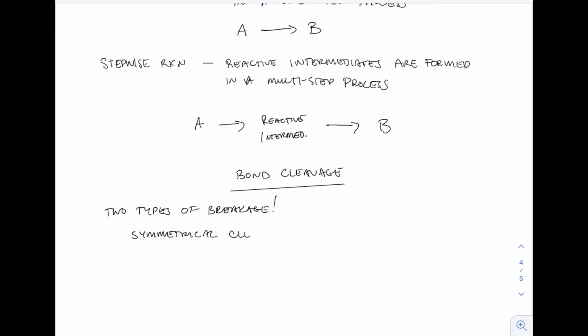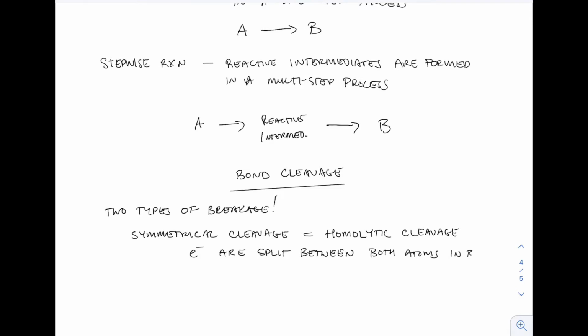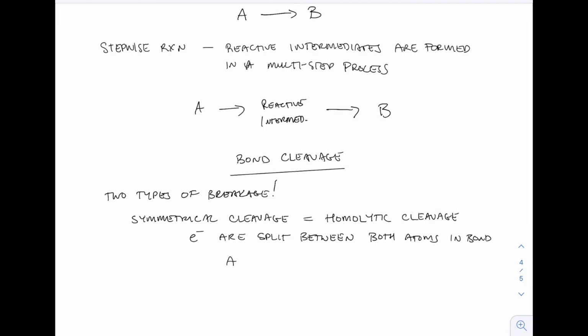So first, symmetrical cleavage is called homolytic cleavage. Symmetrical meaning same, homo meaning same, and lytic meaning to split or cut it in half. So the electrons are split between both of the atoms in a chemical bond. So what does that look like? If we have a bond between A and B, homolytic cleavage basically splits up those two electrons in that bond between A and B. Okay, and we can do that using these half arrows.